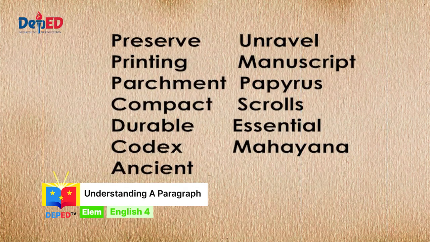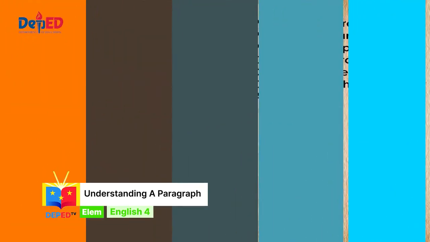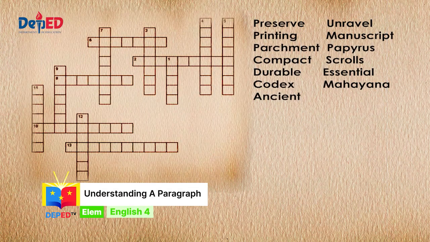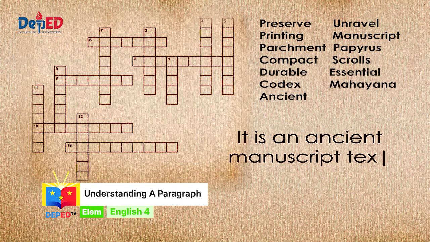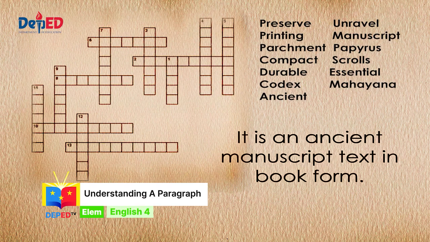All you have to do is select the word that is being described. Don't worry, because I will be giving you examples on the words that can be used in a sentence. Are you ready? Here are the clues. Let's start with down. Item number 1, 5 letters. It is an ancient manuscript text in book form.